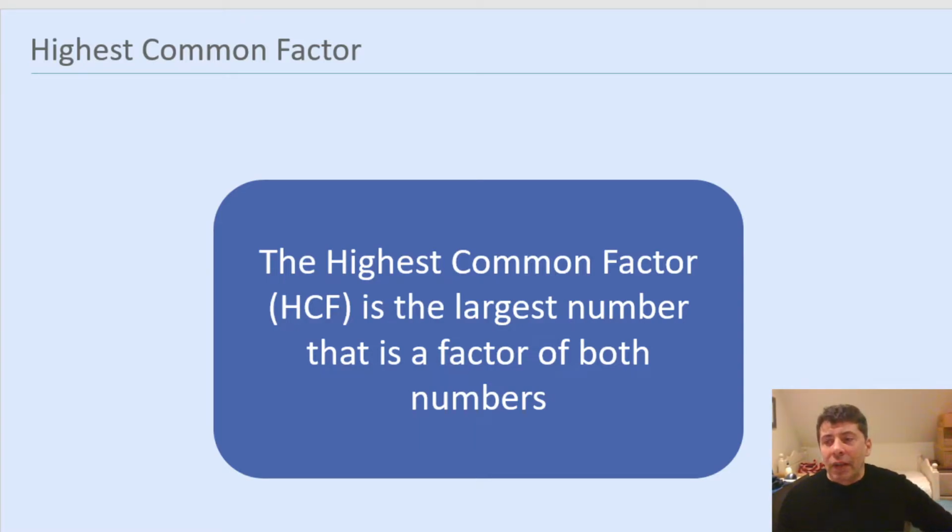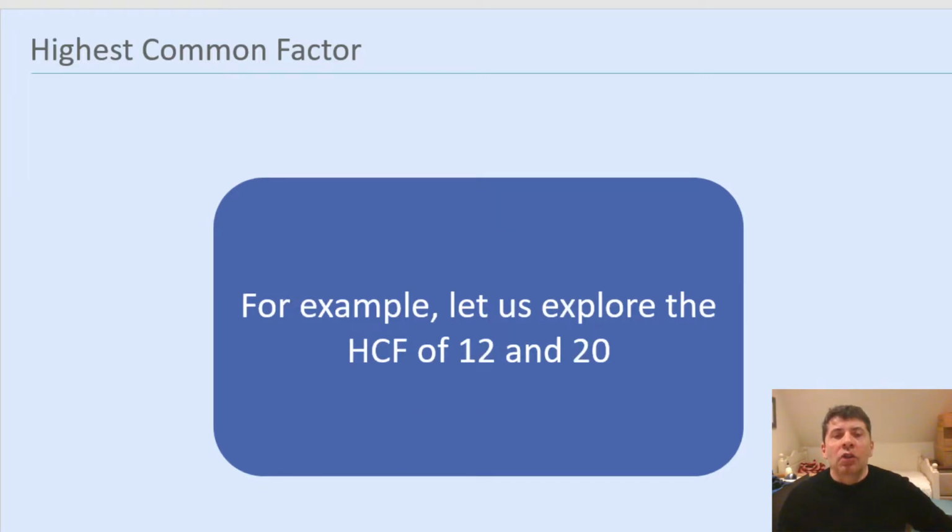The highest common factor is the largest number that is a factor of both numbers. So for example, let's look at the highest common factor of 12 and 20. What's the biggest number that goes into 12 and 20? Again, it may have come to you. You may want to pause the video and think. You may just want to crack on. It is completely your choice.